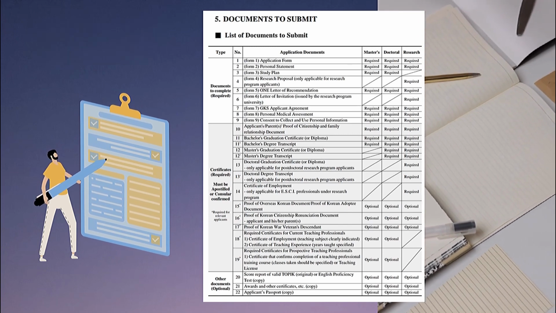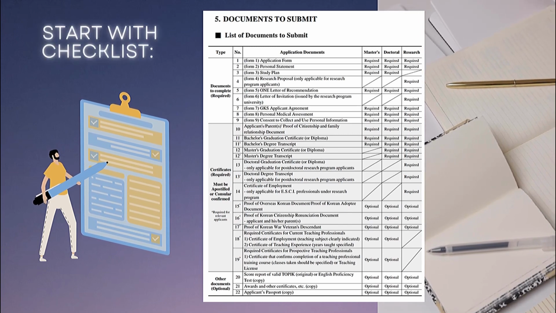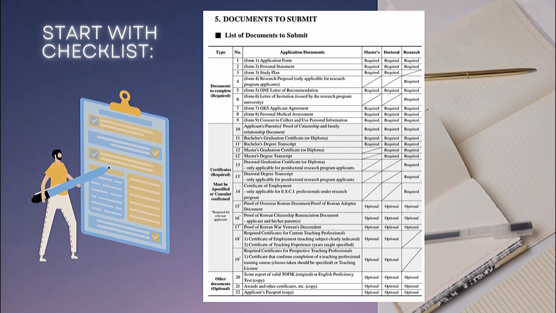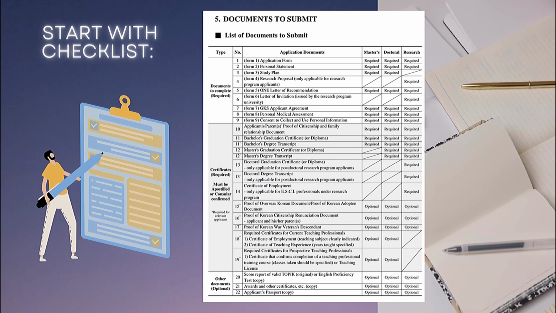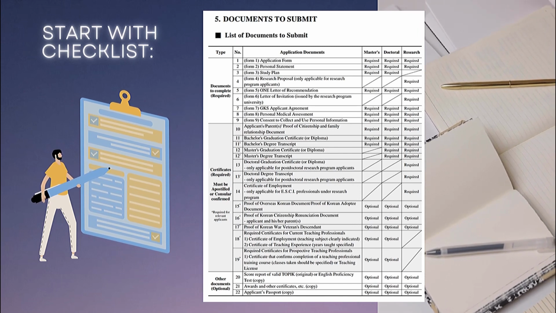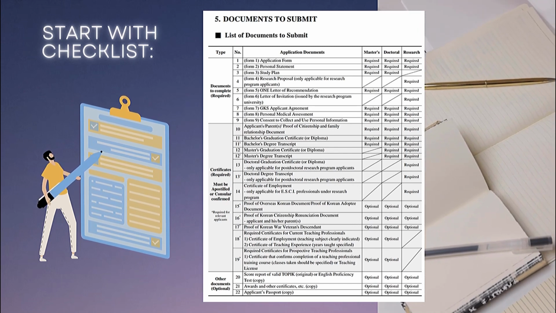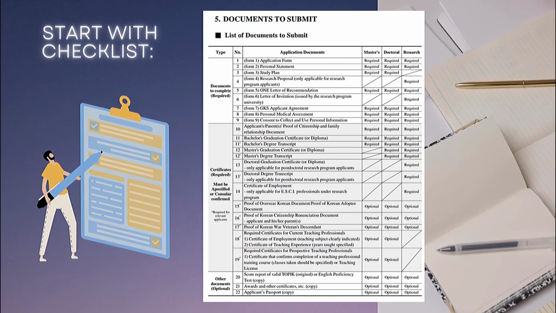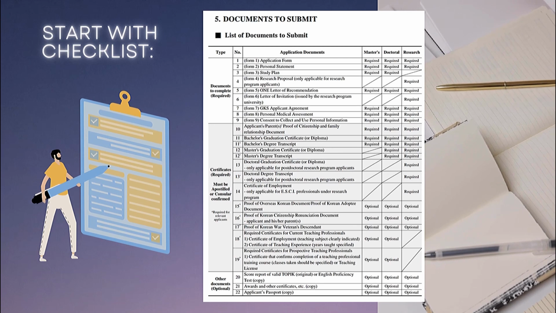You can see the checklist on screen, and this is exactly how you should be arranging your documents by keeping the checklist on top. To begin with, the first thing that goes is your application form, then number 2, your personal statement, all its pages, then your study plan, all its pages. The research proposal is not required for masters, so I had removed this page while I submitted my sets.